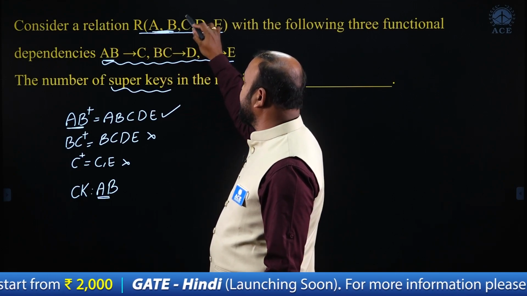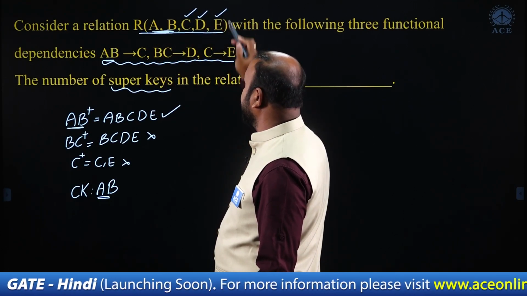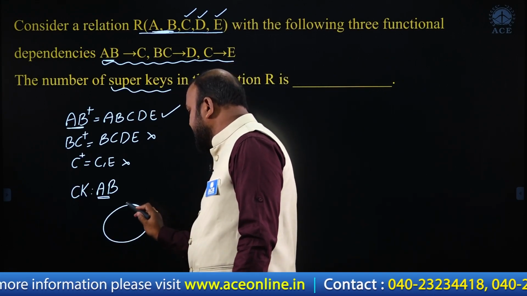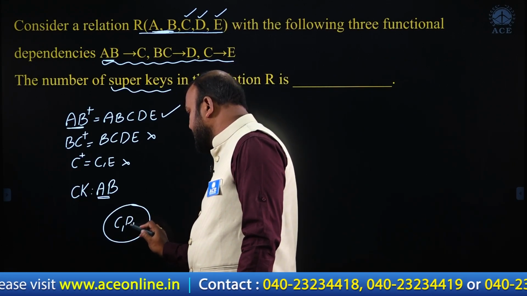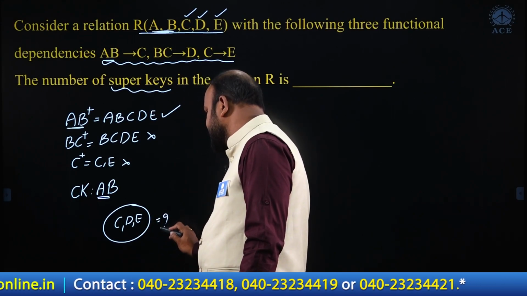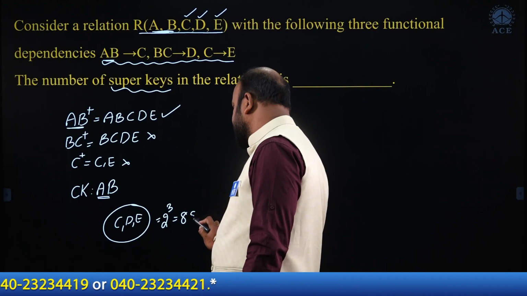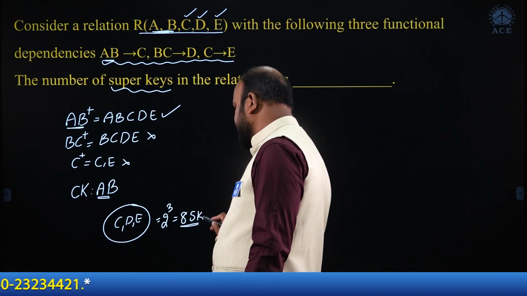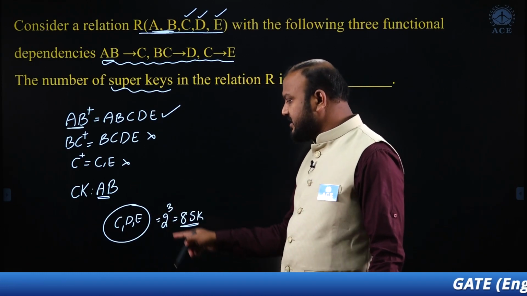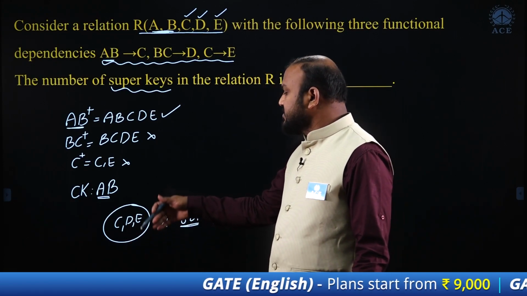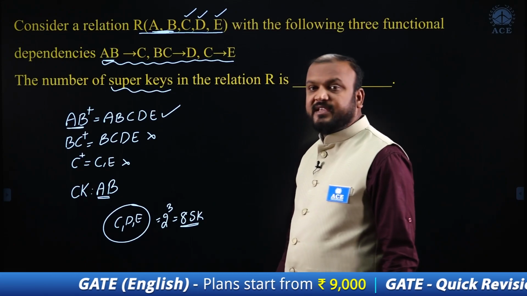And what are the non-prime attributes? C, D and E. And these are the 3 non-prime attributes. With these 3 non-prime attributes, we can form how many combinations? 2 power 3. That is possible, means it is equal to 8 super keys. It means AB with non-prime attribute combinations will give you super keys. The number of super keys will be 8 super keys.